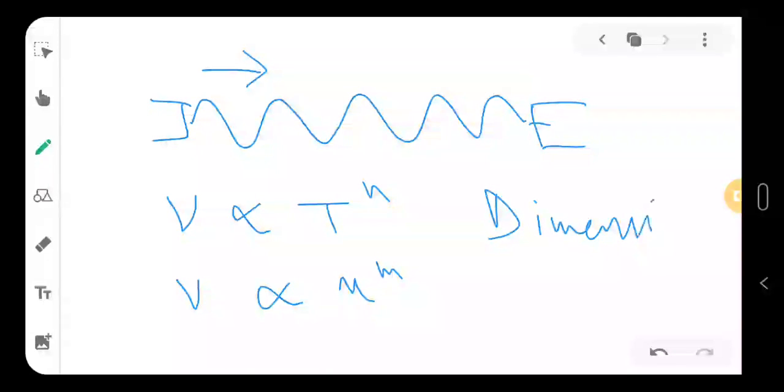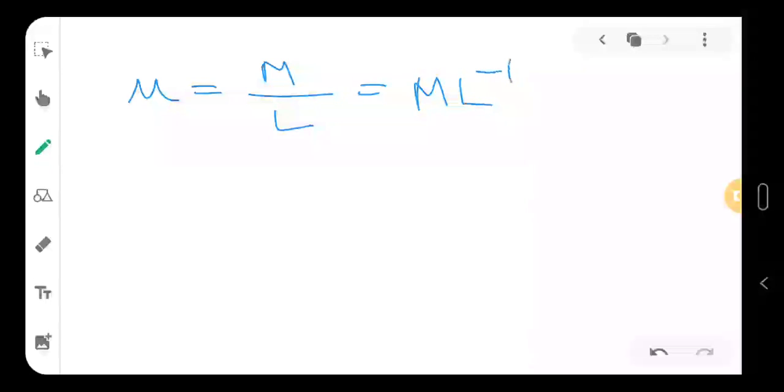Okay, we will take help of dimensional analysis here. So how to do it? Okay, so we know that the mass density is nothing but mass per unit length. So the dimension will be M L to the power minus 1. And the dimension of tension, so tension is nothing but the force per unit length.